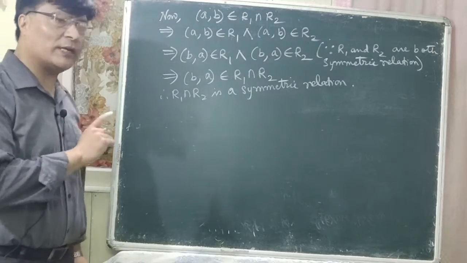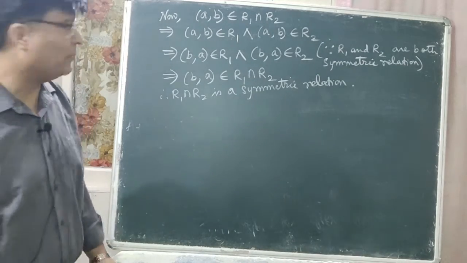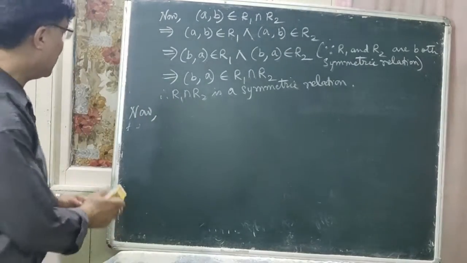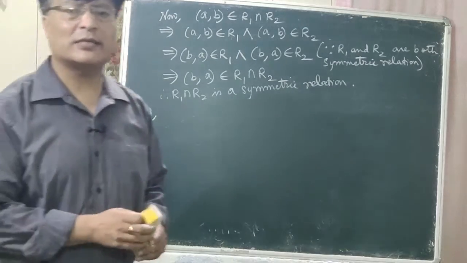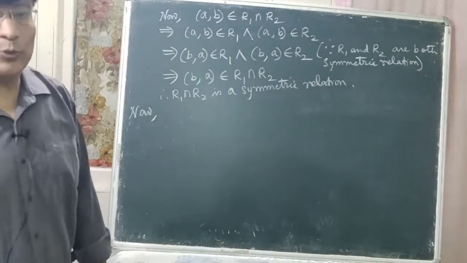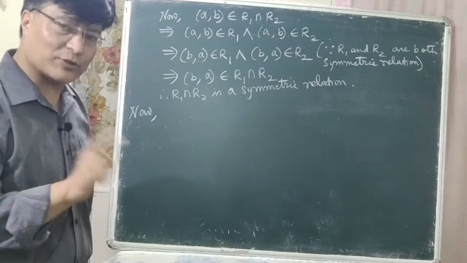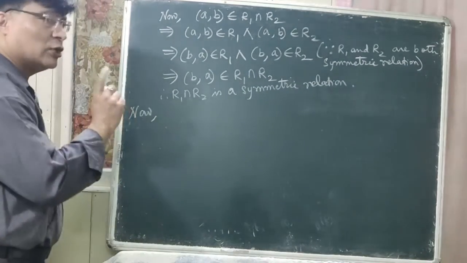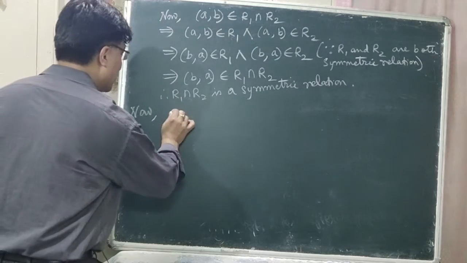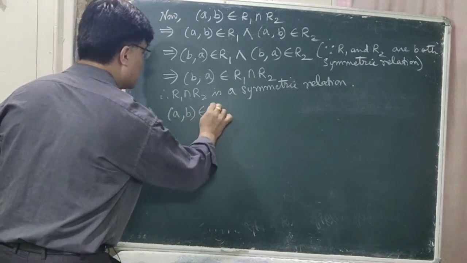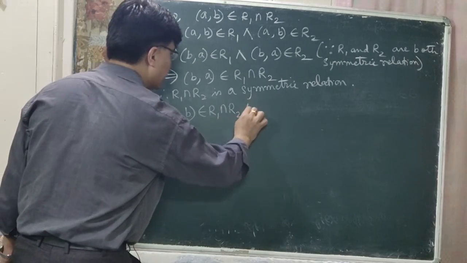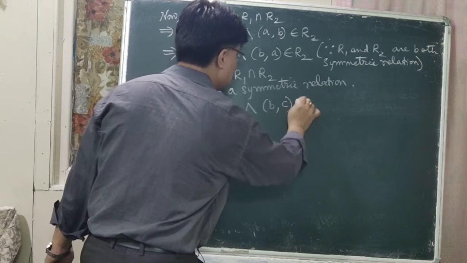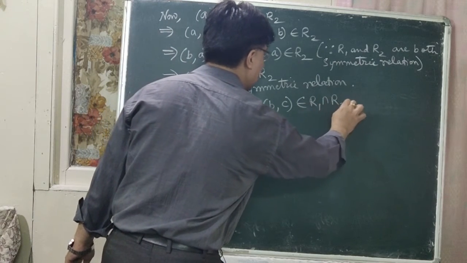Now you have to prove that R1 intersection R2 is a transitive relation. Okay. So now what do we prove? R1 intersection R2 is a transitive relation. Now we have to prove that R1 intersection R2 is a transitive relation. So for transitive relation, we can write, suppose A comma B belongs to the relation R1 intersection R2 and B comma C belongs to the relation R1 intersection R2.